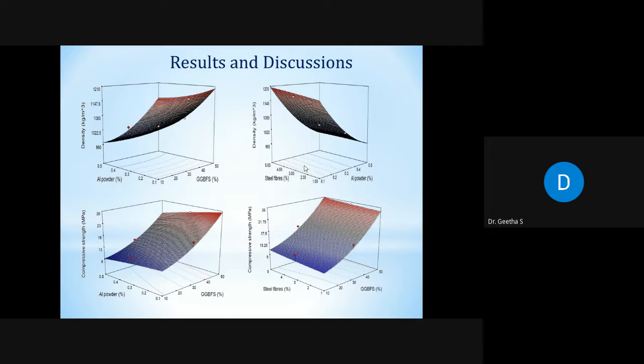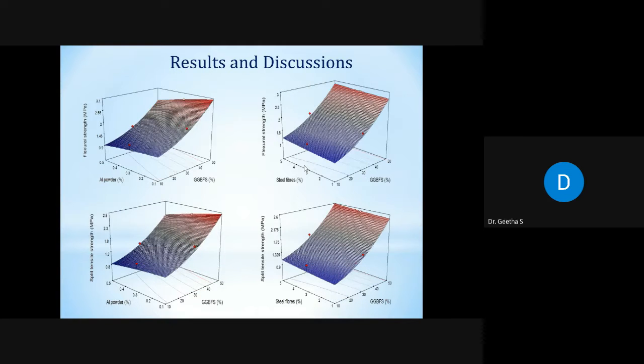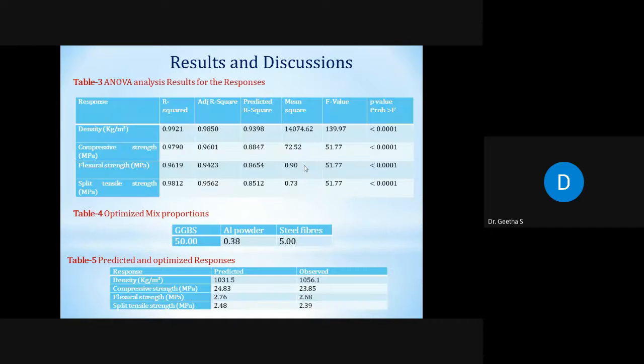And I'm able to achieve a compressive strength of around 28 MPa. You can see from the response surface graphs that I've given here. And my flexural strength is around 2.5 to 3.1. And my split tensile strength is around 2.6 to 2.8, the maximum I'm talking about here. So after getting a characterization, I need to optimize the values in order to get a final mix proportion so that my wall panels can be casted with the final proportion.